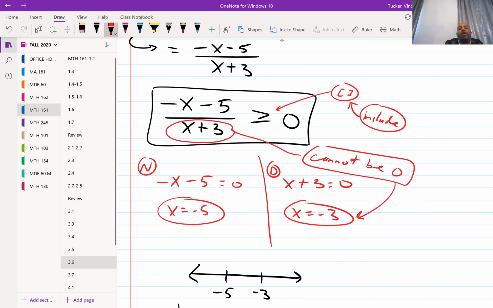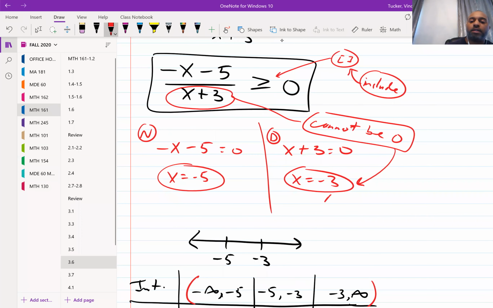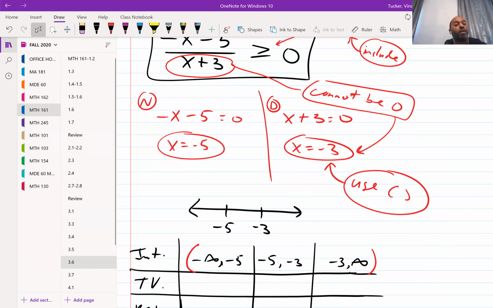But when I look at this denominator, I cannot have 0 in the denominator. That's this part right here. This is when the denominator is equal to 0. So because of that, I'll put parentheses on your negative 3. Once again, 0 in your denominator is undefined. That's why you cannot use brackets for the negative 3.